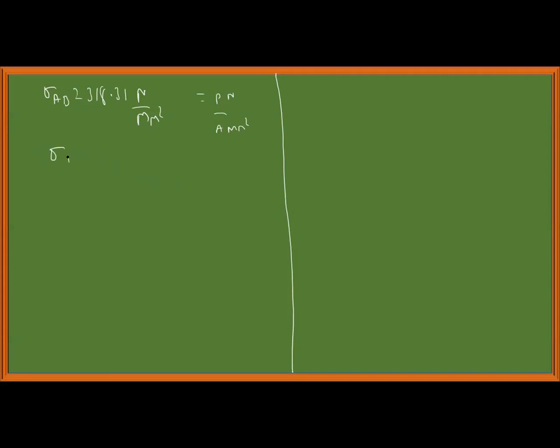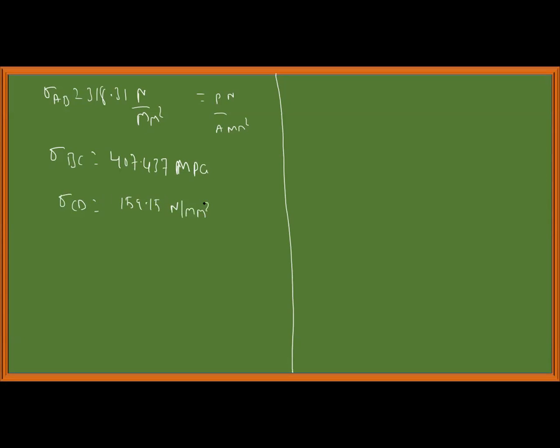Sigma BC is 407.437. In the other way I can express this Newton per mm square as MPa. 1 Newton per mm square is equal to 1 MPa. Sigma CD is 159.15 Newton per mm square, or MPa.